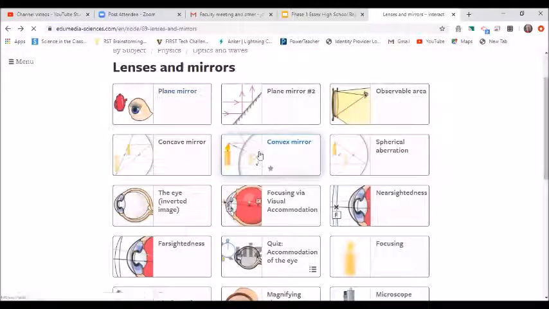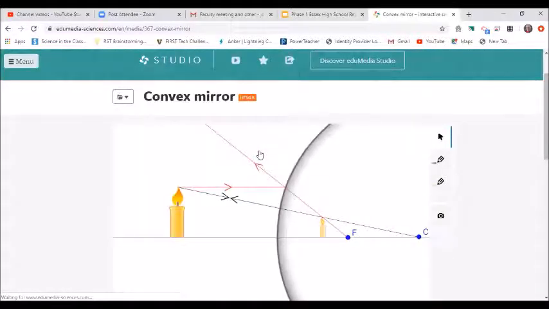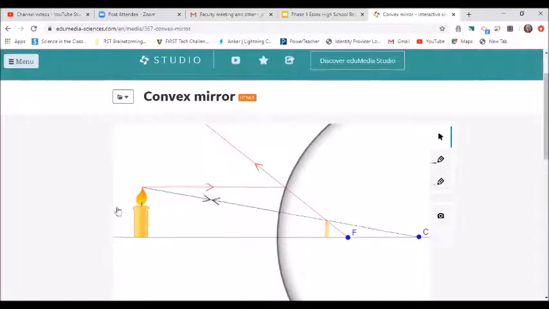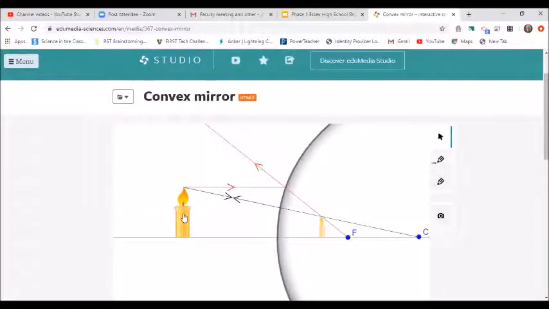So back to the convex mirror for one last point. Again, if a convex mirror always makes a virtual image, then what good is it? I mean, you can't cast an image. You can't really use it for focusing or anything like that. And it always makes things smaller. But here is the benefit for a convex mirror.